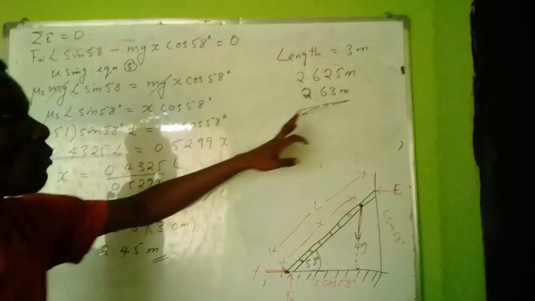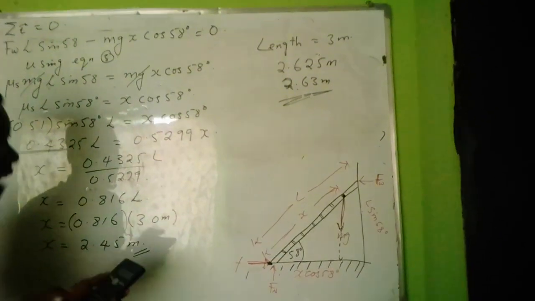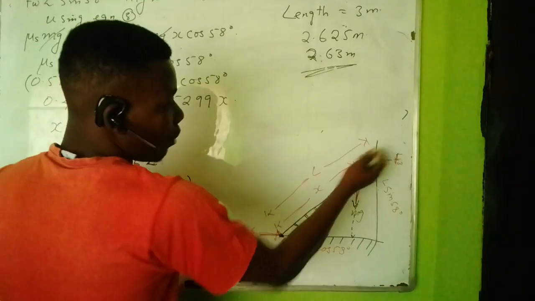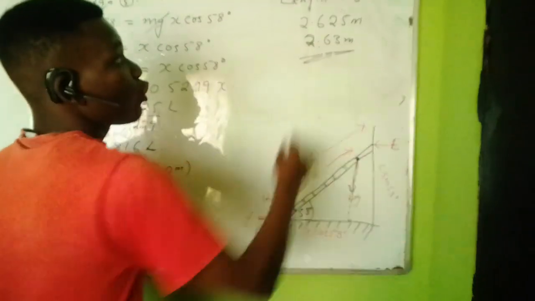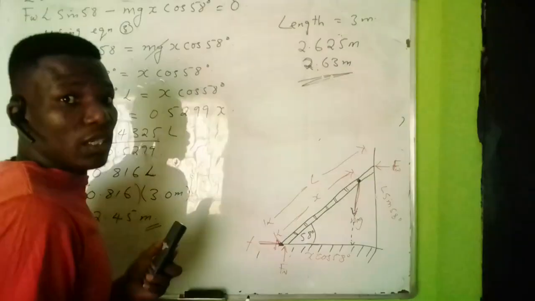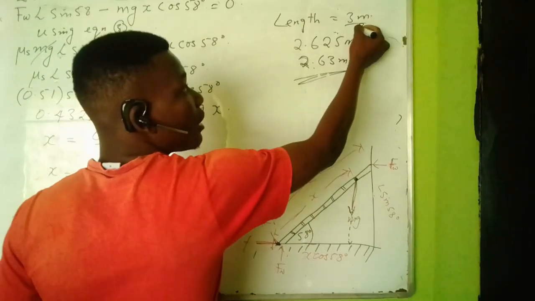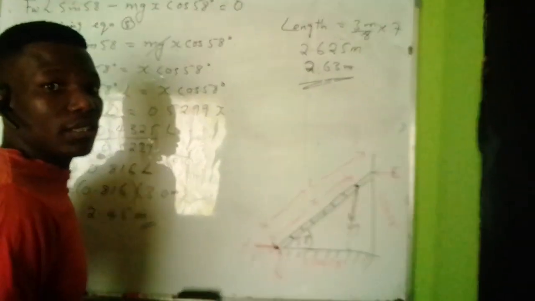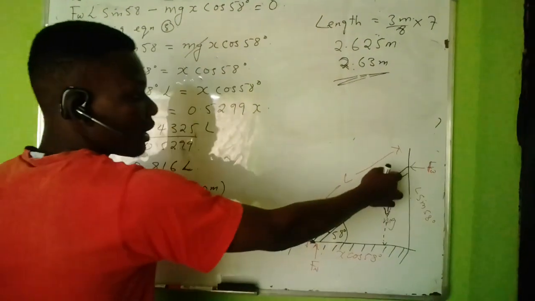Just a question, sir. How have you found the 2.625 meters? Okay, so we are told that the total length of the ladder is 3 meters. Yes. Okay. Total length is 3 meters. And then it has got 8 rungs. Yes. The ladder has got 8 rungs. So you just divide by 8 rungs. And then you multiply by the 7. Okay. Yeah. Very clear. So you get that. That will show you that that is the distance at that rung.